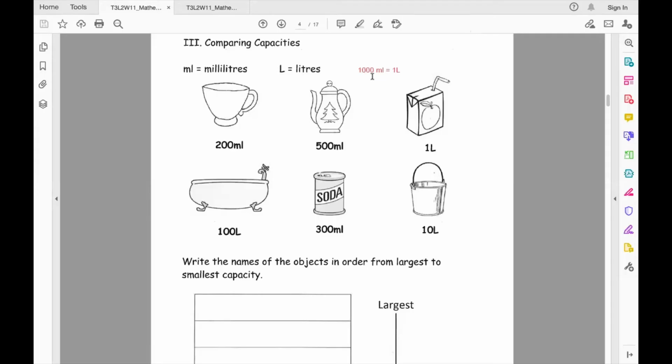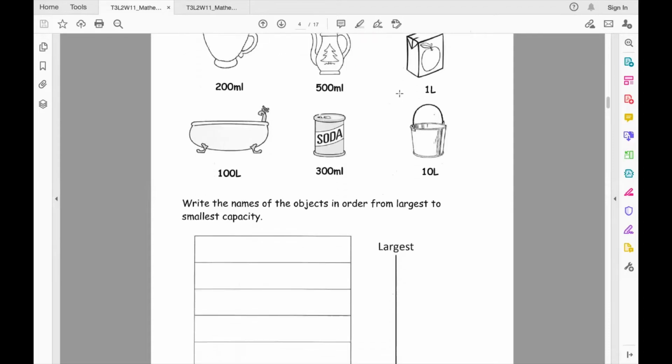So I've written over here that 1,000 milliliters equals 1 liter. That's just for future, we don't really need it for this question. We just got to know that 1 liter is the same as 1,000 milliliters. Okay, so a liter is bigger than just one milliliter.